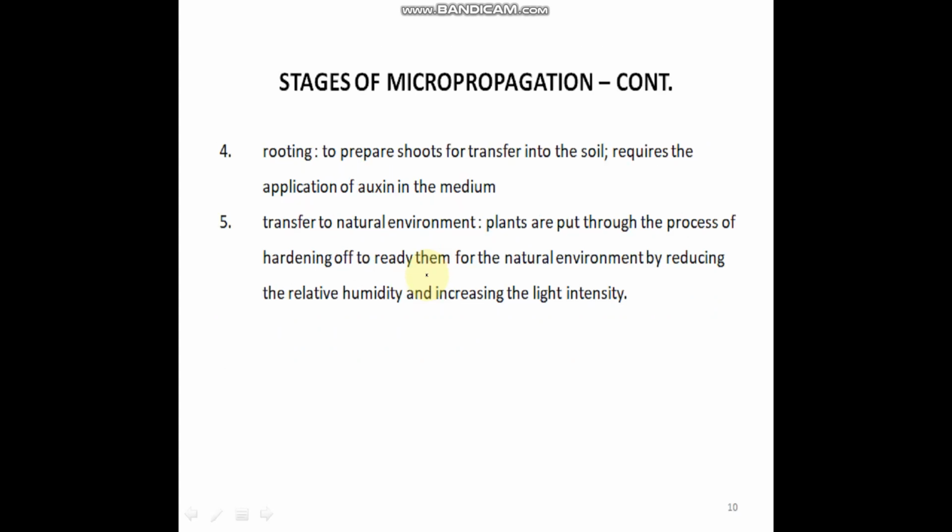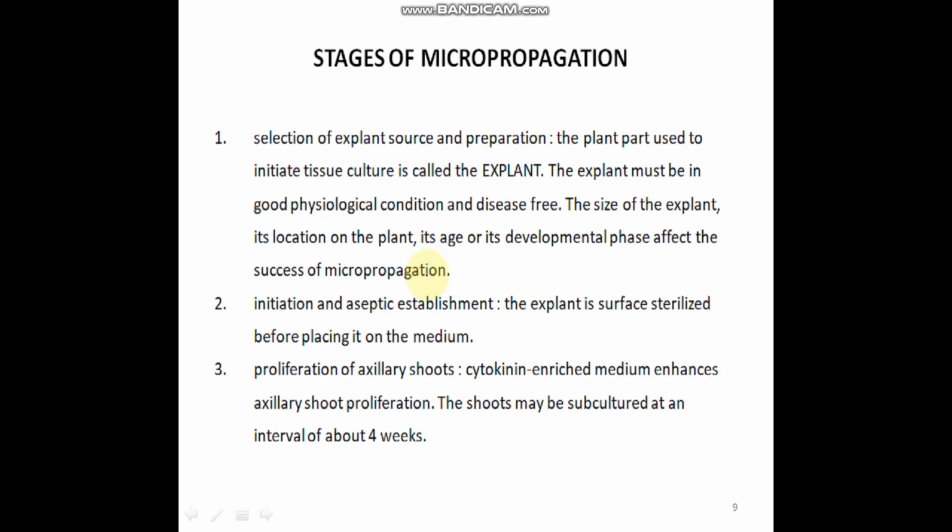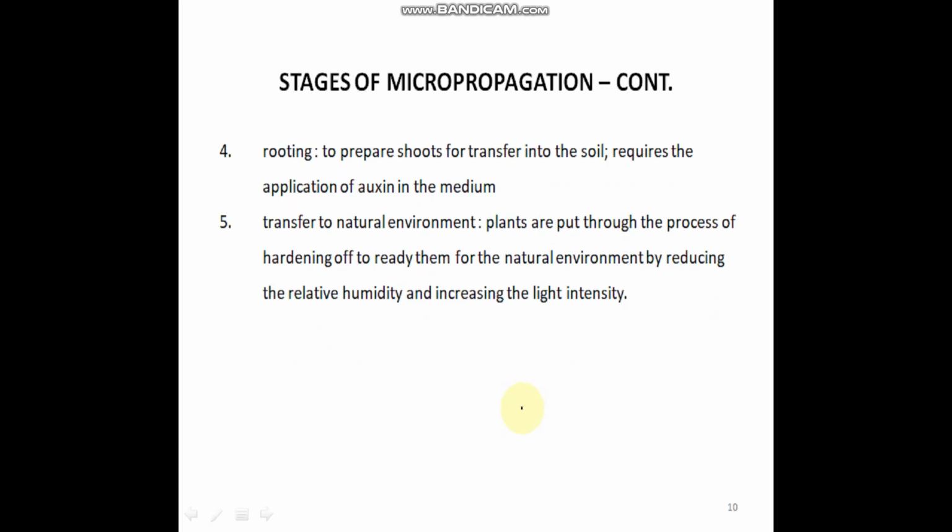And next one is rooting. Before this, you promote shoot formation. In tissue culture, it is different from growing from seed. When you have seed, the first thing that will come out is the root. But for tissue culture, the first thing that will come out is the shoot. Make sure that you know that, and after you have the shoot coming out, then only we do the rooting by applying auxin into the medium. And after you have root, you have shoot and everything, it's a complete plant.